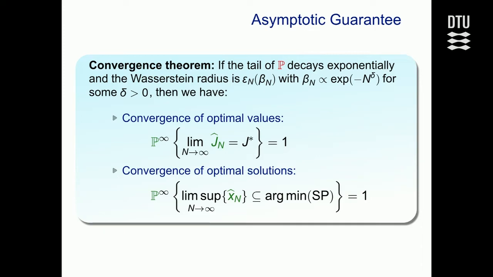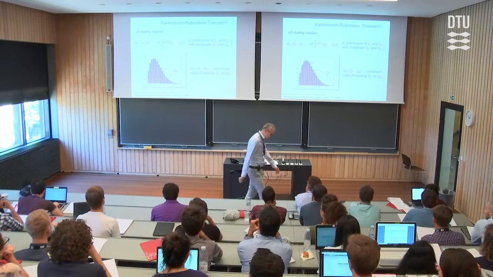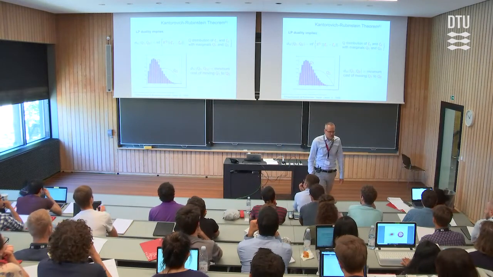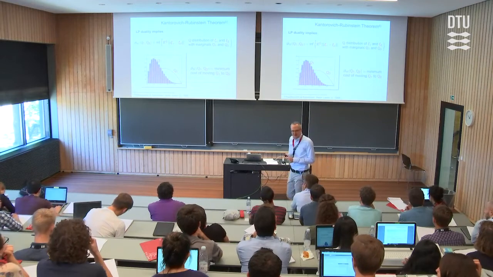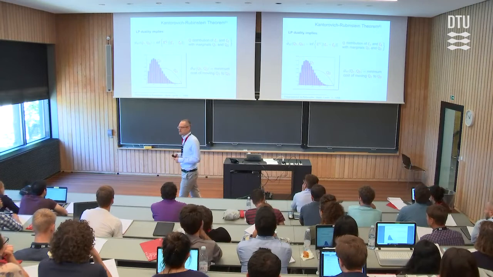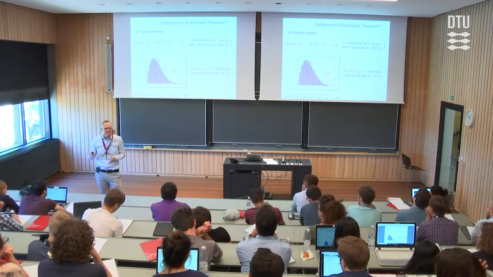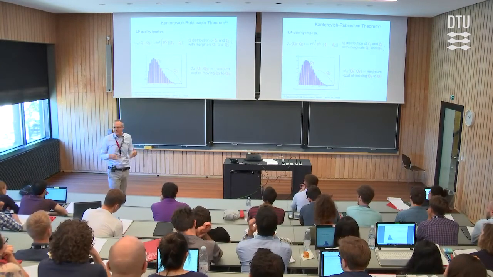Right. Any questions up to here? Okay. So now the main thing, and that's the tractability. I would like to show to you that this distribution robust optimization problem can actually be solved in interesting cases. So we can reduce this problem in interesting cases to a simple linear program or a simple convex optimization problem, which we can solve by using standard solvers.